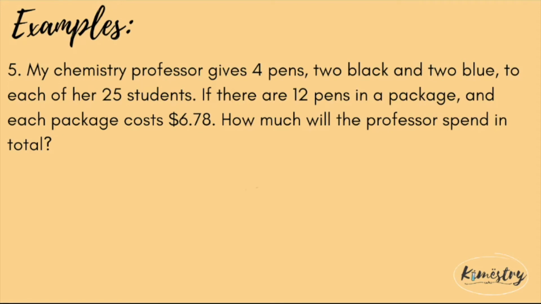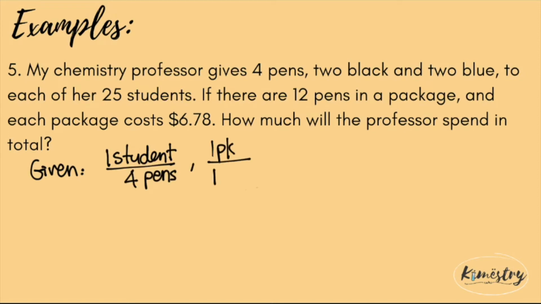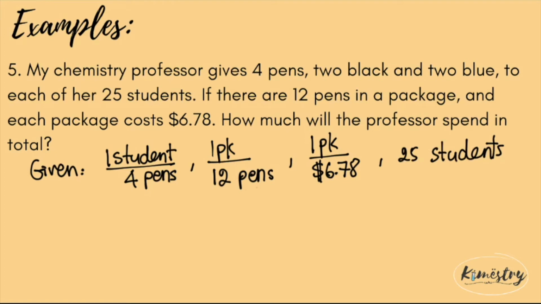In this case, I'm going to start with writing down what is given to me, like what I usually do. So given, I would have 1 student per 4 pens, 1 package per 12 pens, and then 1 package costs $6.78, and there are 25 students. Just like any other problem, you can start with any given conversion factor as long as it's going to help you cancel out the unit and get you to the desired unit you want.